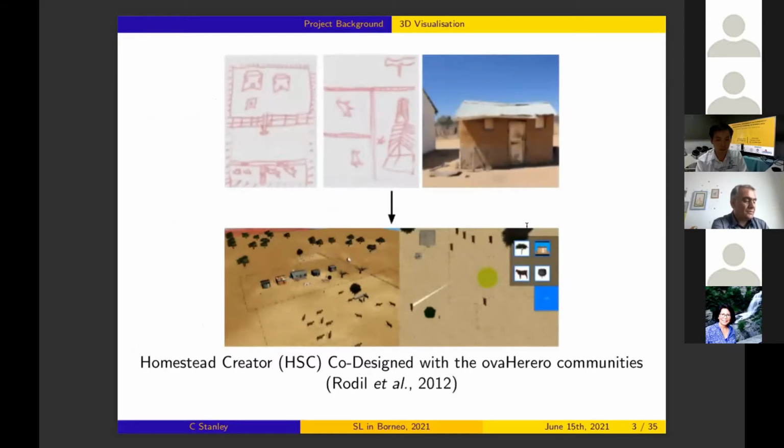So without wasting time, I will jump into giving you a background on how we have been working with the communities, and especially this work was part of my PhD studies. There is an application that was co-created with the Ovaherero communities. The application is called the Homestead Creator. It is a 3D visual application that allows you to drop 3D models on the environment. The whole idea is to show the youth, the elders now showing the youth, how a typical Ovaherero homestead is constructed. There is a lot of knowledge in just that construction that is shared.